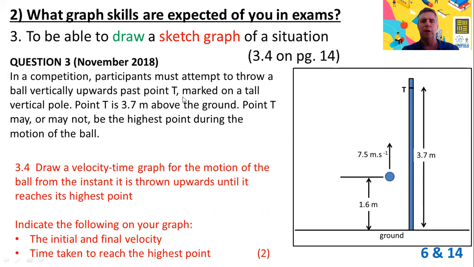You have to do various calculations, but 3.4 requires you to draw a velocity time graph for the motion of the ball. It's only 2 marks. It's a simple sketch graph, not to scale, but you are asked to indicate the initial and final velocities and the time taken to reach the highest point.